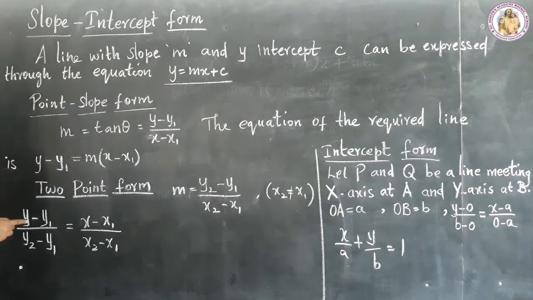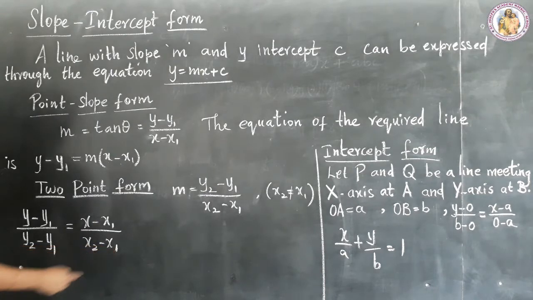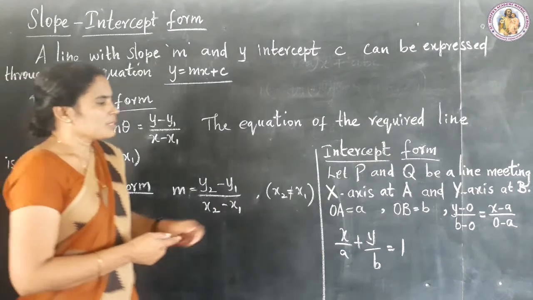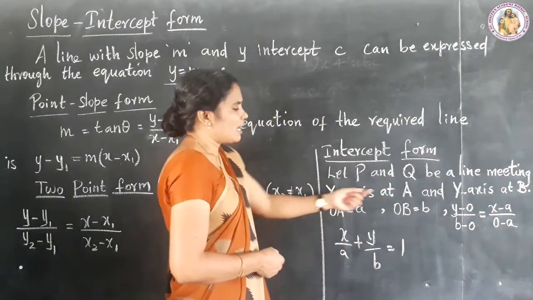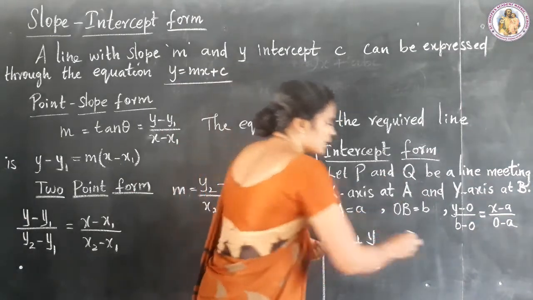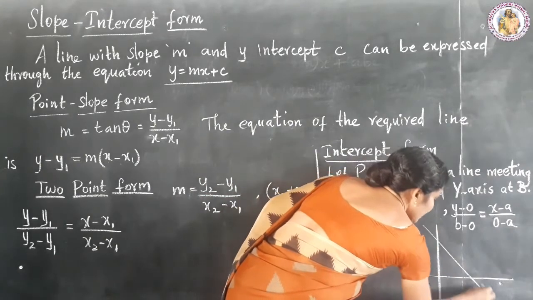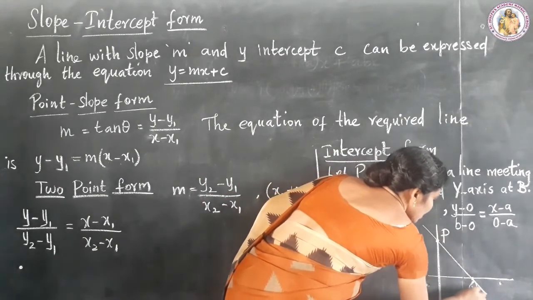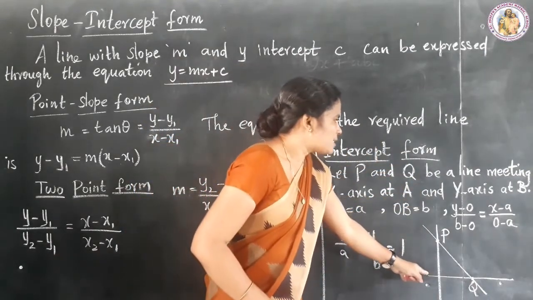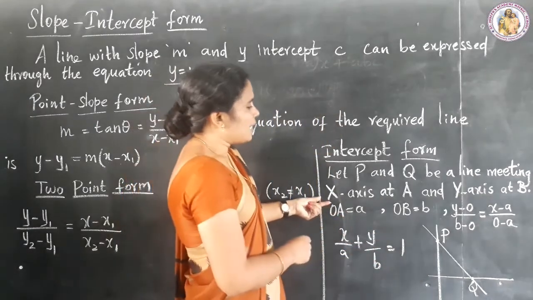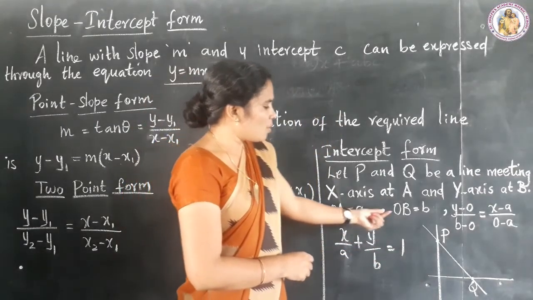And through that we get y minus y1 divided by y2 minus y1 is equal to x minus x1 divided by x2 minus x1, when it is two points, that is x1, y1 and x2, y2. And through intercept form, let PQ be a line meeting the x-axis at A and the y-axis at B, so OA is equal to A and OB is equal to B.